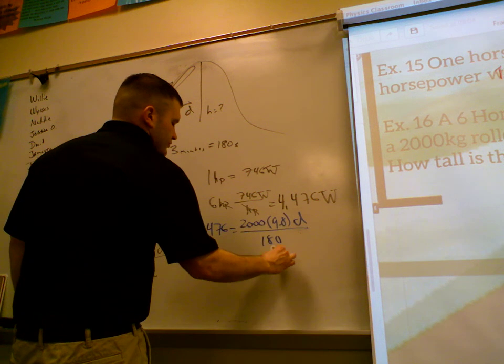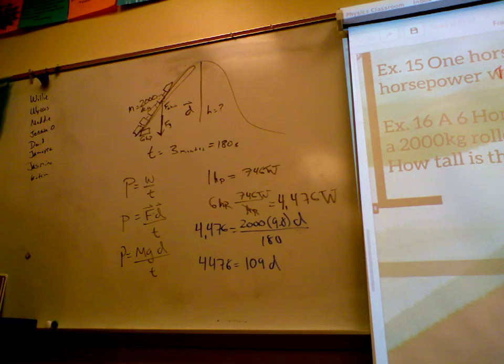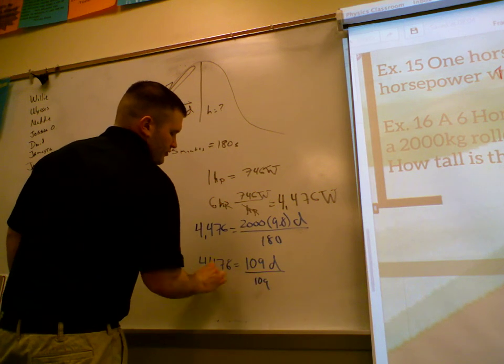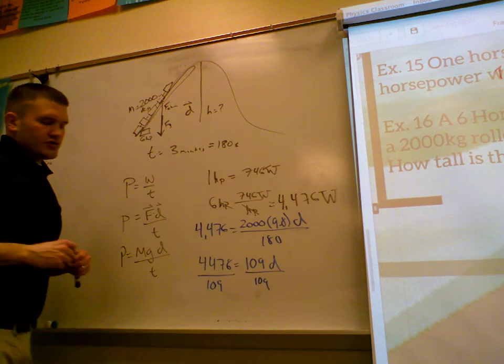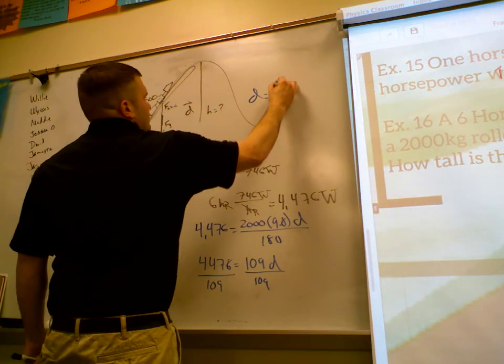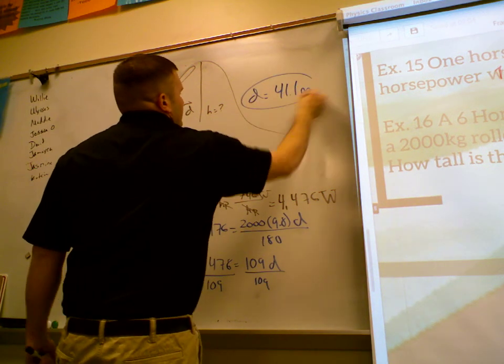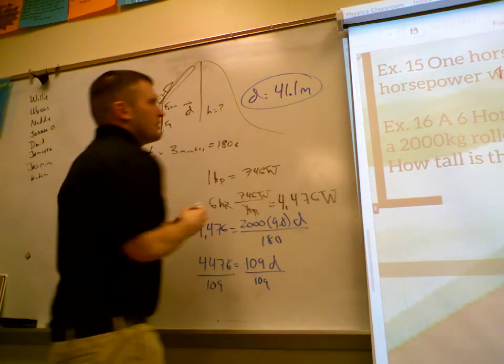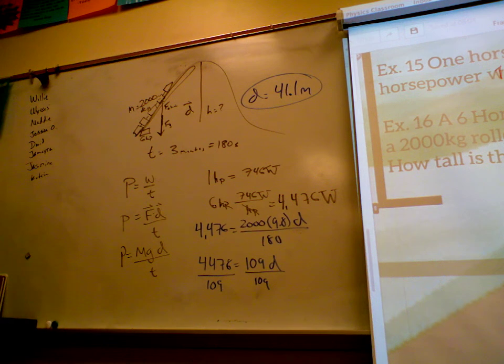So we can call it 109. Is that okay? Yeah? So now we divide. 4476 divided by 109 equals 41.1. Does that make sense? Yeah. 41.1, not 411. Sorry about that. Any questions?